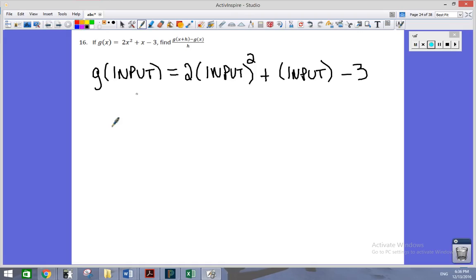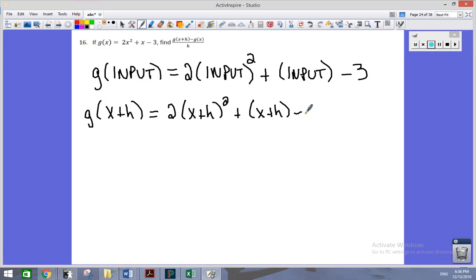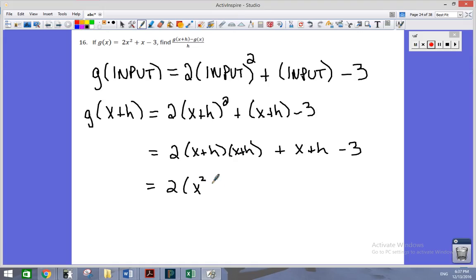So in the numerator, I need to figure out what G evaluated at x plus h is. Everywhere I see the word input, I replace it with x plus h, because in between the parentheses is my input. So I have 2 times the quantity x plus h squared plus x plus h minus 3. Don't forget that exponents don't distribute, so I have x plus h times another x plus h. That's going to have a middle term. So when I multiply those together, I get x squared plus 2xh plus h squared.